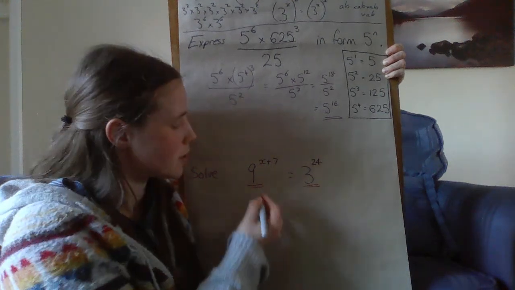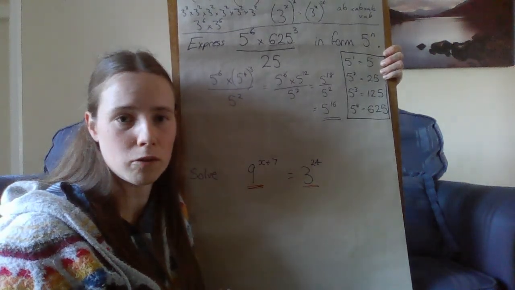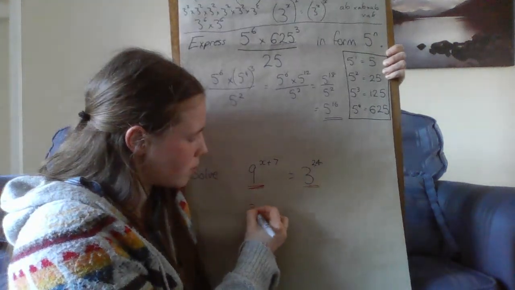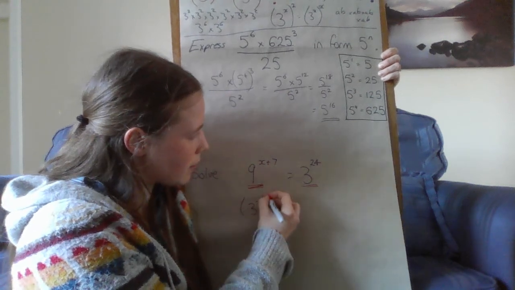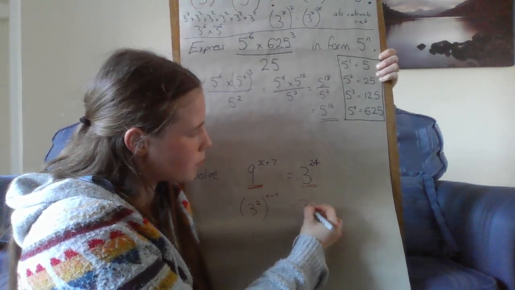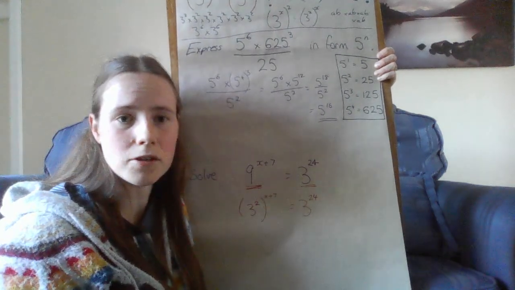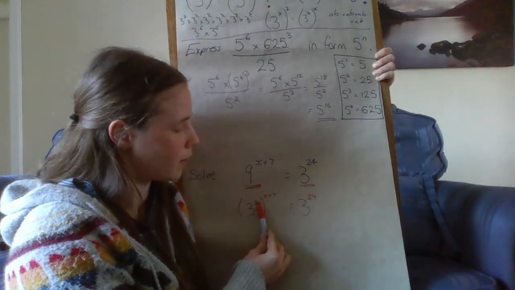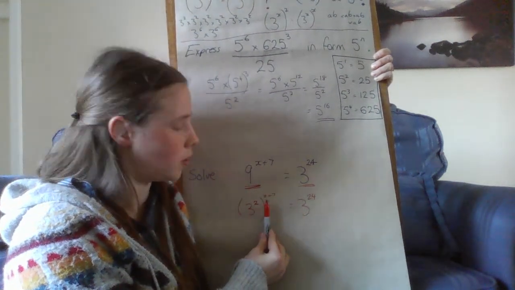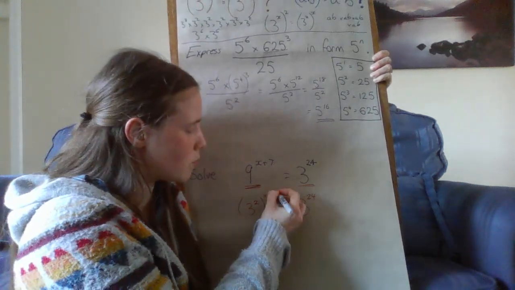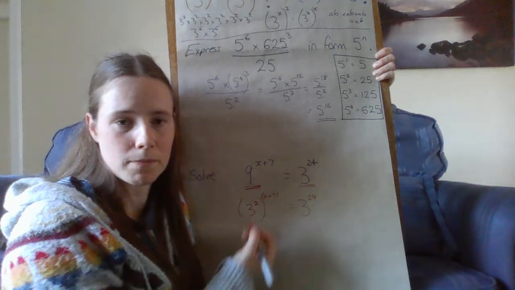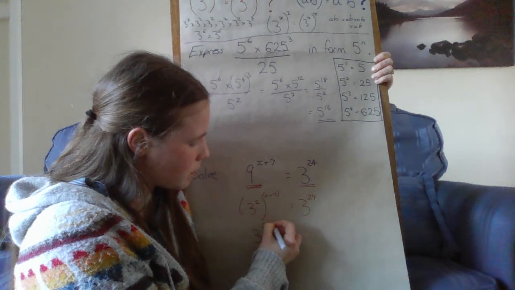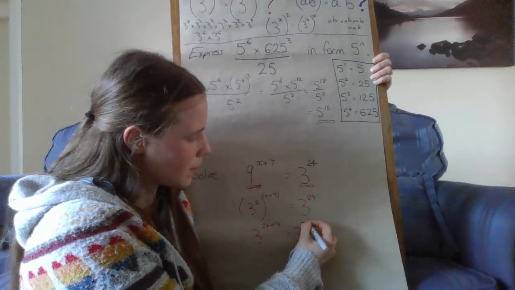So I'm going to rewrite this one here as a power of 3 to start off with, and I know that 9 is 3 squared. So I'm going to write this bit as 3 squared to the power of x plus 7 equals 3 to the 24. And I can now use my index laws to simplify this bit. If you remember, with your power to a power, you multiply those together. Make sure you multiply the 2 by all of that. Okay, if you want to write a little mini bracket around it, you can, or just make sure you remember to do the whole thing. So I end up then with 3 to the 2x plus 14 equals 3 to the 24.